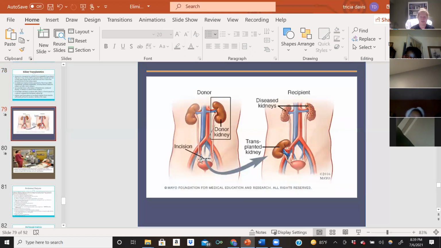So this is the donor and this is the recipient. So you can see they would take one of the donor's kidneys. You can see in the recipient, these two kidneys here are very damaged. We don't take one out and replace it. We just put it further down here. This is where it gets transplanted. So we don't actually remove one and put it there. It comes a little bit further down.